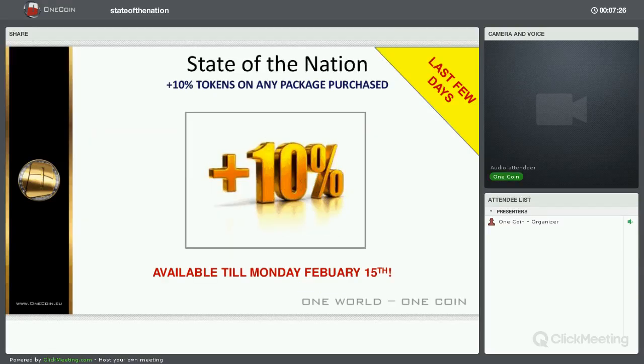Now, just again, reinforce that we've got the last few days of the present plus 10% tokens on any package purchase promotion. So we've got just this weekend where any package you buy, you get an extra 10% tokens on each and every one of those packages. This is an incredible promotion, the last few days in the holiday period available to us.